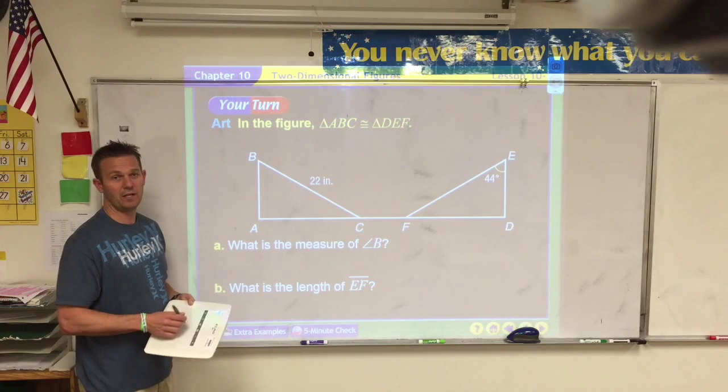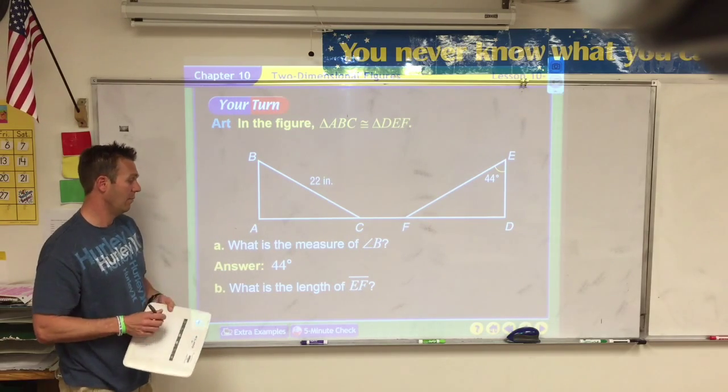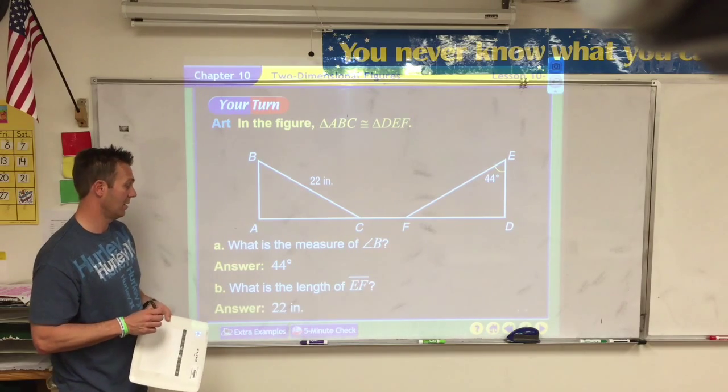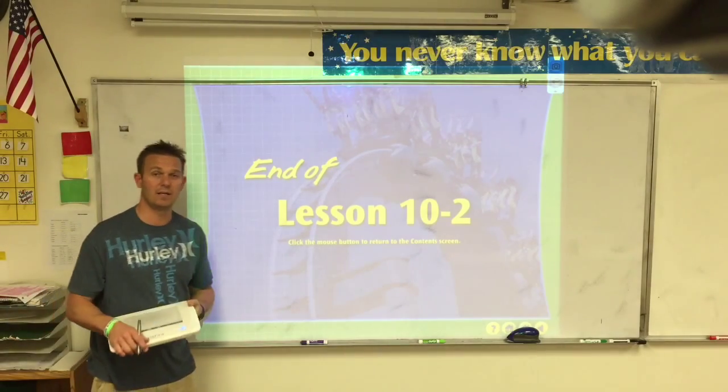So what is the measurement of angle B? The answer is 44 degrees, just like angle E. And what is the length of EF? Just like BC, 22 inches. And that is the end of lesson 10-2.